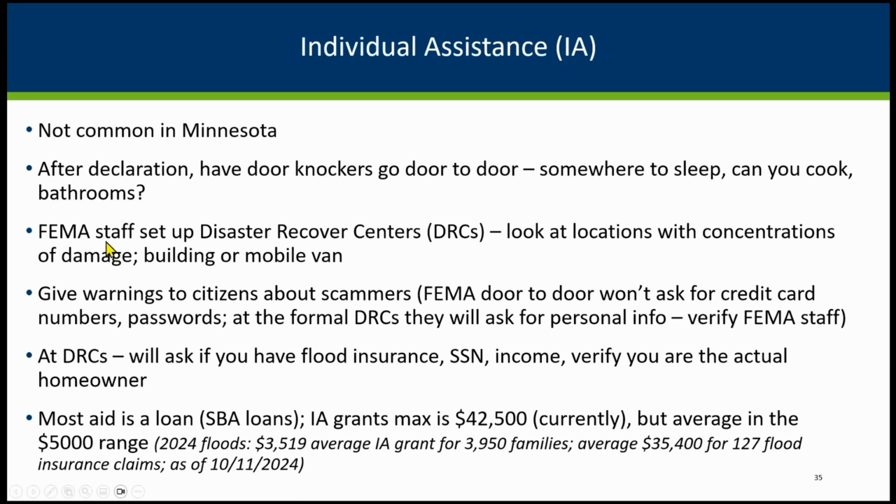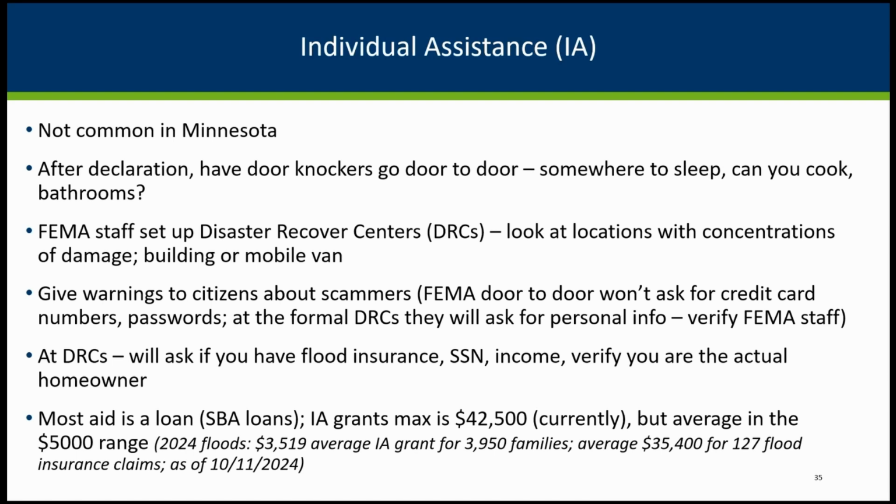When that individual assistance is declared, they will set up these disaster recovery centers, or DRCs, and they look at where you've got concentrations of damage, where the people are who need help. And sometimes they'll be in an actual building and they'll have a longer period of time. They'll have more staff there. And sometimes it might be a mobile van if they're trying to serve some areas that maybe don't have as much damage, but they want to get the help out closer to where the damage is.